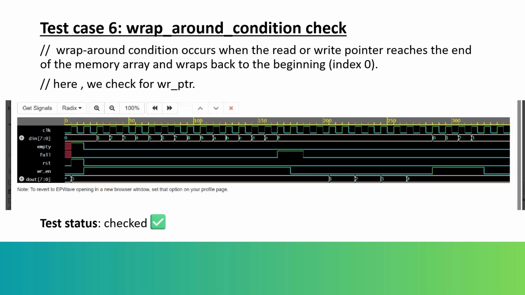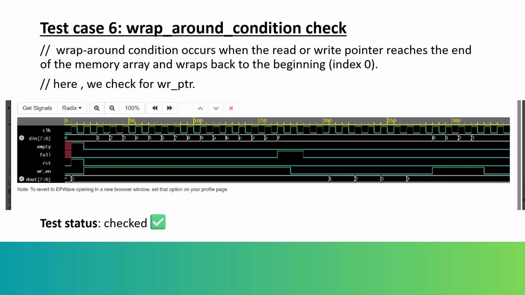So here comes the last test, that is the wraparound condition test. What is the wraparound condition actually? A wraparound condition occurs when the read or write pointer reaches the end of the memory and wraps back to the beginning, that is index 0. For example, here, as you know, the capacity is 16. So when the write pointer reaches index 15 and again we try to write something in it, it will not accept as the FIFO is already full. Then we try to read something from it. After we have done our reading operation, the FIFO should accept our write operation from index 0, that is from the beginning of the memory.